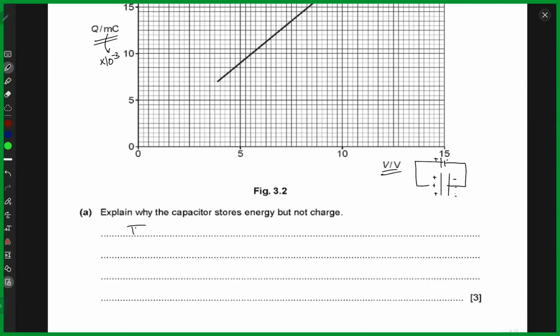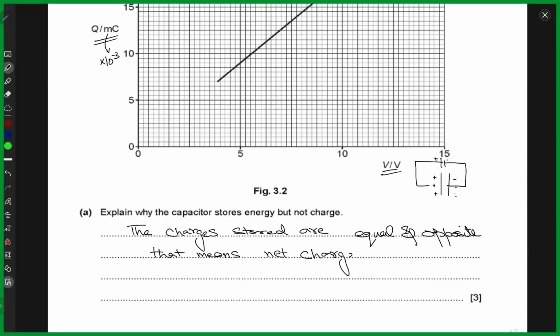The charges stored on the plates of the capacitor are equal and opposite. Right? So what would that mean? That means the net charge vanishes or is zero. So with this, you are basically defining why charges are not stored on the plates of the capacitor.